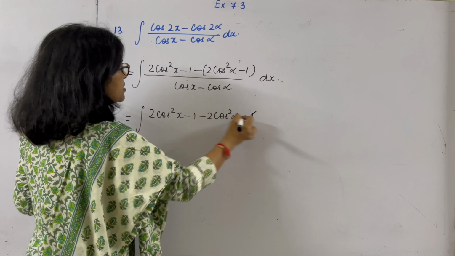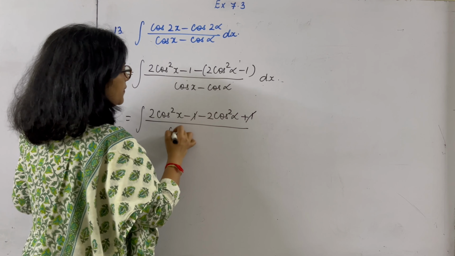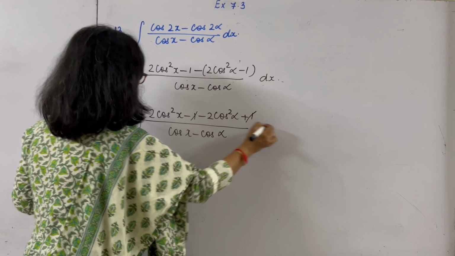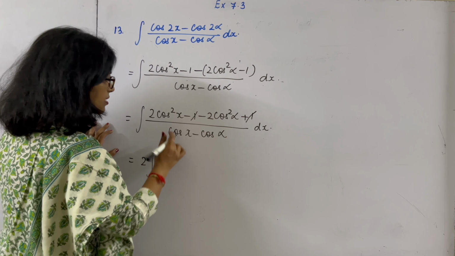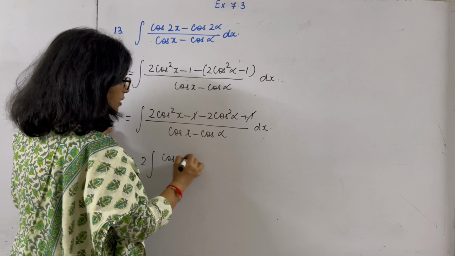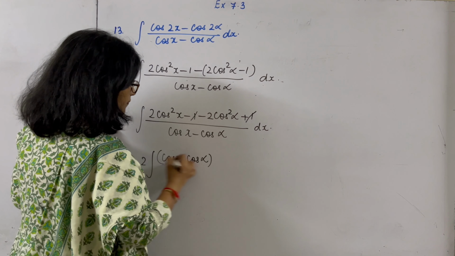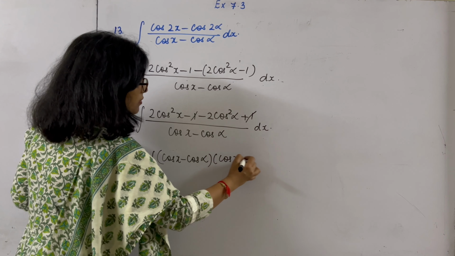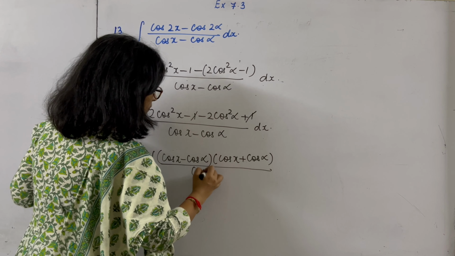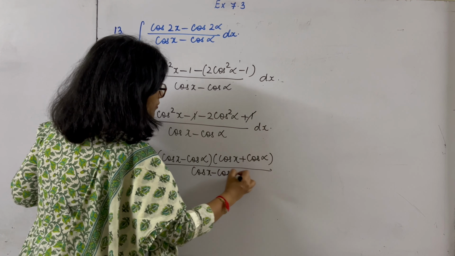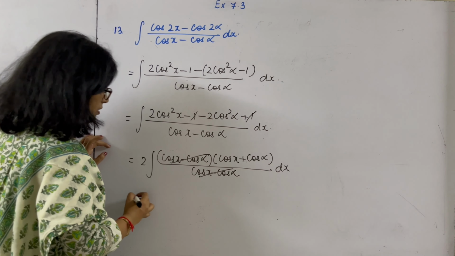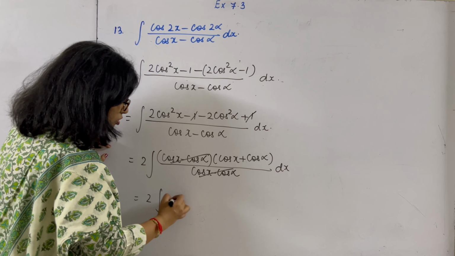and this will become minus minus plus, cancel. As we see, 2 is common in the numerator, so let's put it outside the integration sign, and the rest is a square minus b square, a minus b, a plus b. So cos x minus cos alpha will get cancelled.